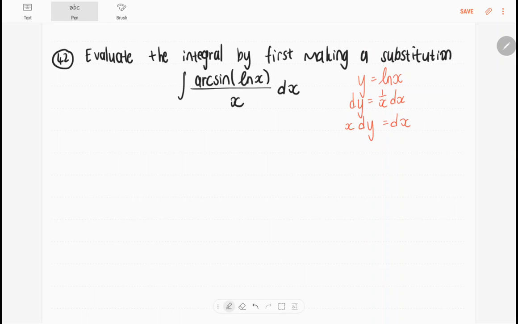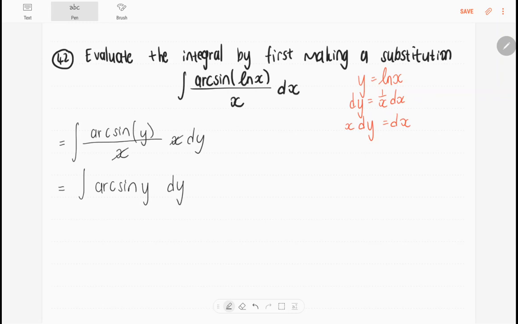So if we write down what we get here, we get the integral of arcsin of y over x, and then we have x dy, and the x's cancel immediately. So we are simply left with the integral of arcsin of y dy. Next, we now want to solve the integral of arcsin.